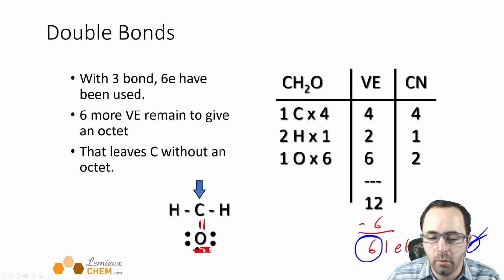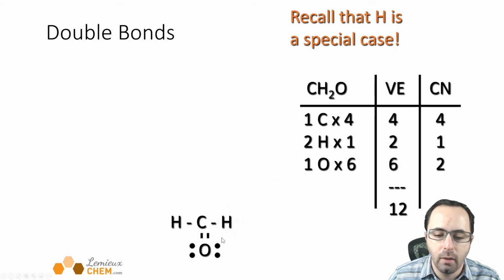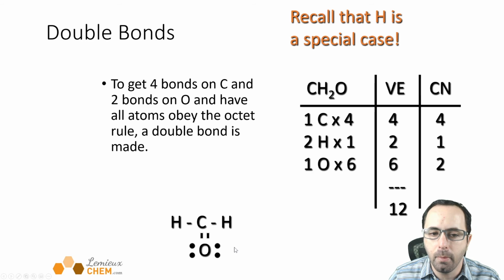Let's count them up. So let's redraw this now with the double bond, only 2 lone pairs. It's going to look like this right here. Remember, hydrogen is a special case. It doesn't need an octet. So everyone should have an octet now. Notice there are 4 bonds on carbon, 1, 2, 3, 4 bonds on the carbon. There are 2 bonds on the oxygen. So this also helps us with our covalence numbers.